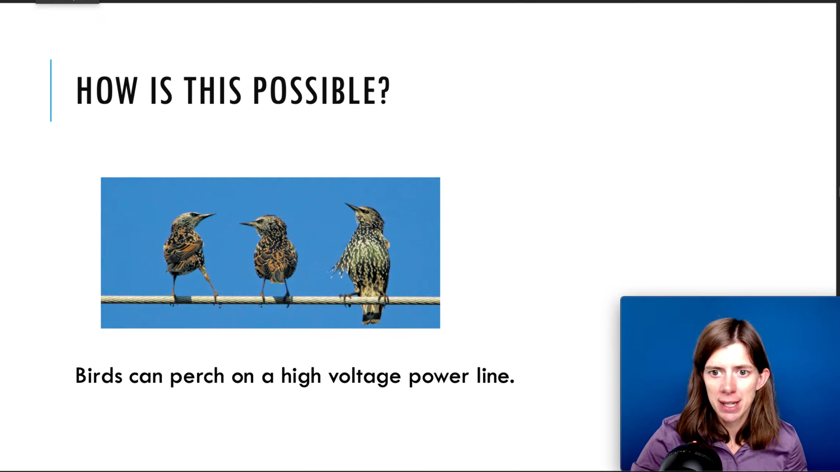So the first question is, how is this possible? You've probably seen birds perching on high voltage power lines and they don't get fried or anything. They're perfectly fine. Why do you think that is? Definitely put your thoughts in the comments below.